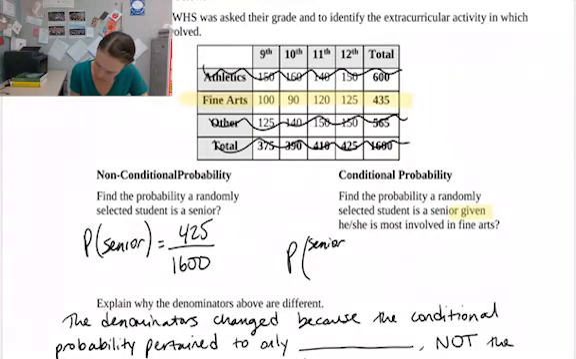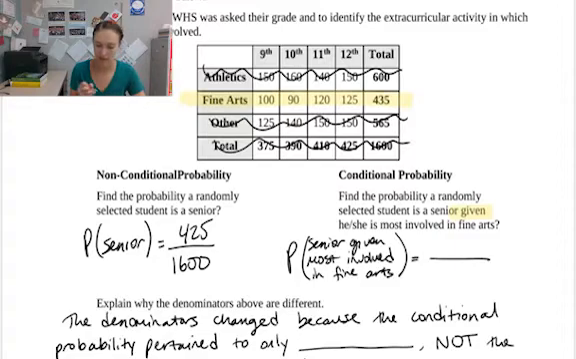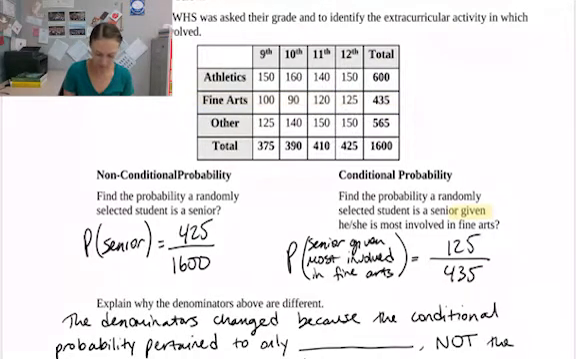So what's the probability that we have a senior given that they are most involved in fine arts? So out of all the students that are most involved in fine arts, because I know that that is a fact, how many are seniors? Well, we have 125 seniors out of 435 total students. All right, let me get rid of all that here. So that's the basic definition of conditional probability.